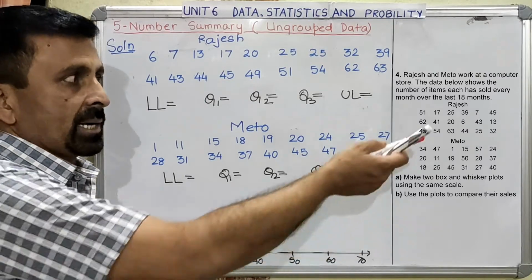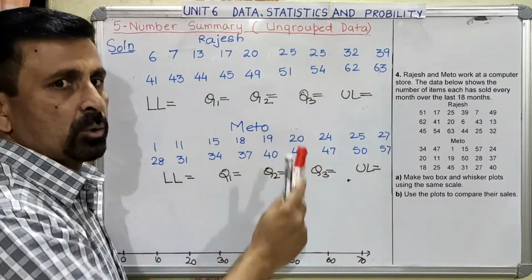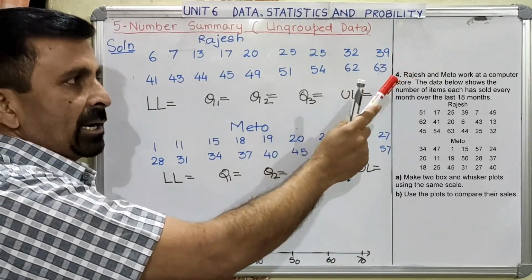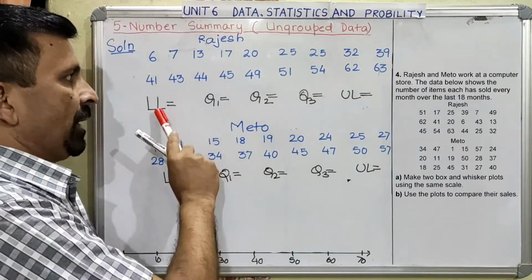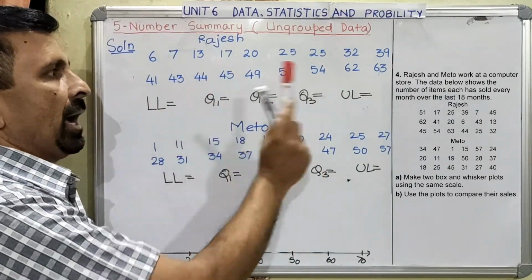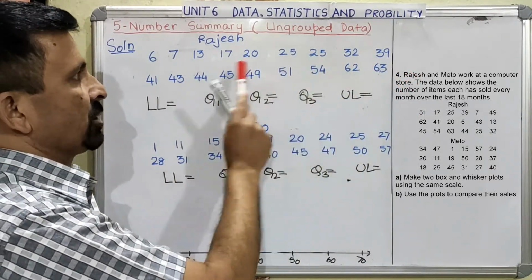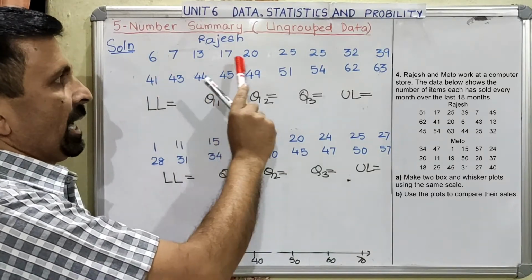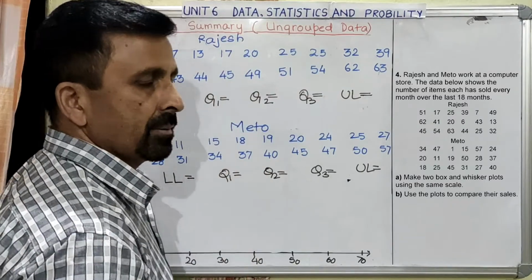Therefore, your data which is given here in question number 4 under Rajesh. First of all, let us go for Rajesh. You can look at the data. Those data are not arranged in ascending order. So in order to find the 5-number summary, we need to have those data arranged in ascending order. And here I have arranged all the data in ascending order. Now you can see the data are all arranged in ascending order, 6, 7, 13, 17, 20 and so on.